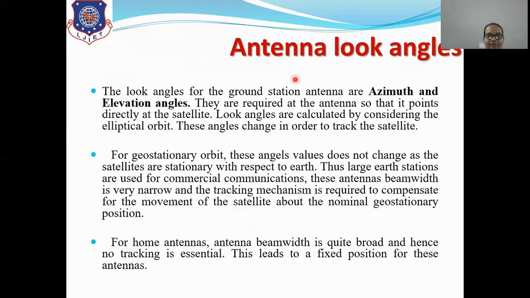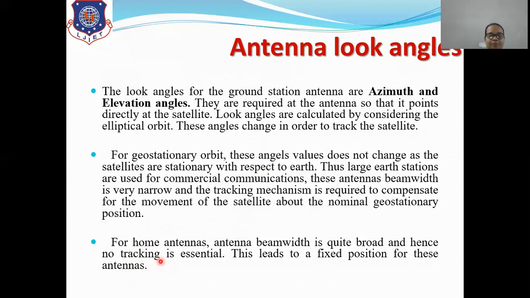Therefore, for receiving the satellite, look angles for our dish TV antenna, where our TV signals come in, lead to a fixed position for these antennas, and thus antenna look angles can be calculated for those particular home antennas.